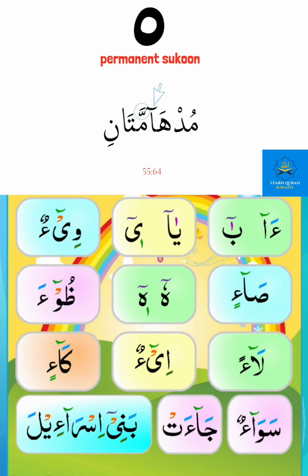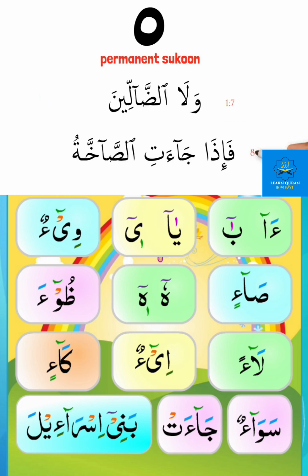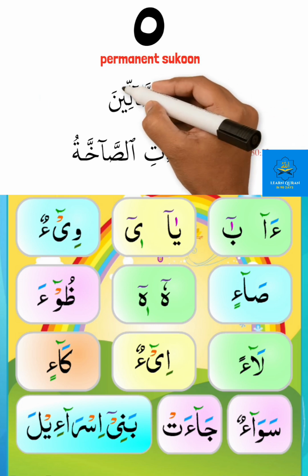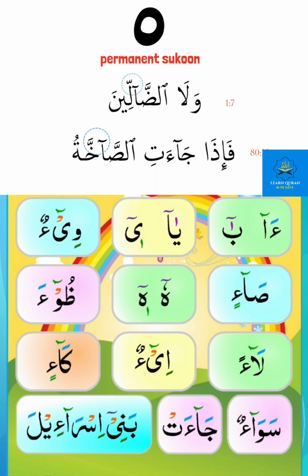Another example, we see a long vowel followed by a Sukun. Don't forget, from our previous videos, we said the Shadda is actually a doubled letter. Therefore, the first meem has a Sukun, and the second meem has a vowel. Since after the long vowel we see a permanent Sukun, we lengthen the long vowel for 6 counts. It reads, Mudahammatan.